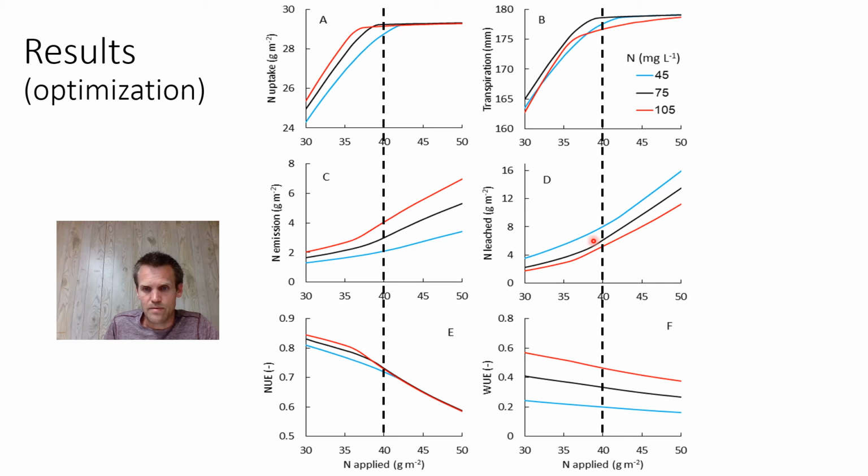And here the leaching was a bit higher than this 105 milligram per liter concentration. But in total, the amount of nitrogen lost by leaching and emissions was the lowest for the 75 milligram per liter concentration, whereas the transpiration and the uptake was the maximal. The water use efficiency is shown over here.